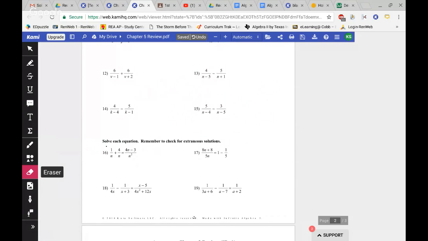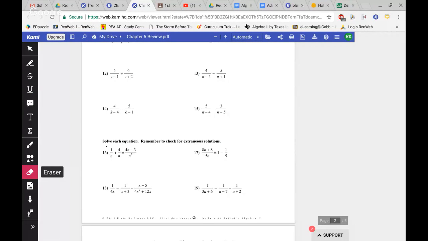On number 15, in order to solve this, you're going to have to get a common denominator. The difference between 16, 17, 18, 19 and the ones prior to that is obviously the 16 through 19. It's an actual equation, so you're solving for n. On the ones prior to that, you're actually combining two rational expressions. So you'll have to get a common denominator and then combine like terms. So that's how they differ.